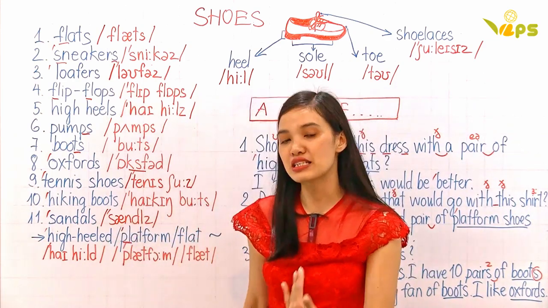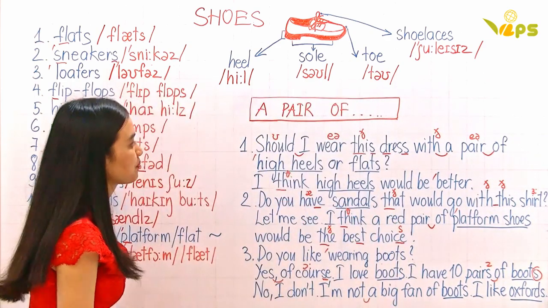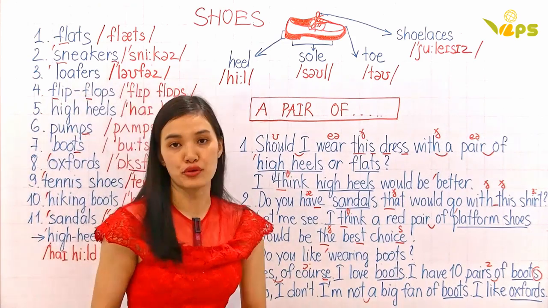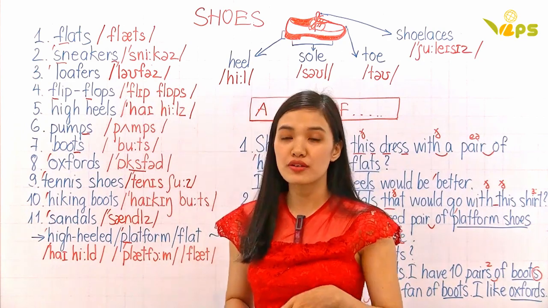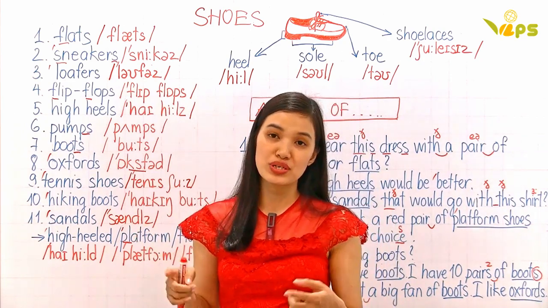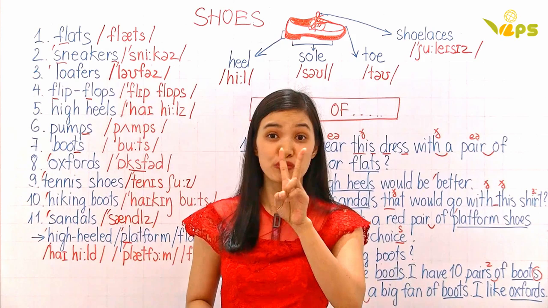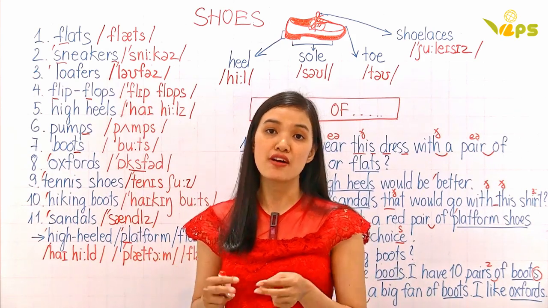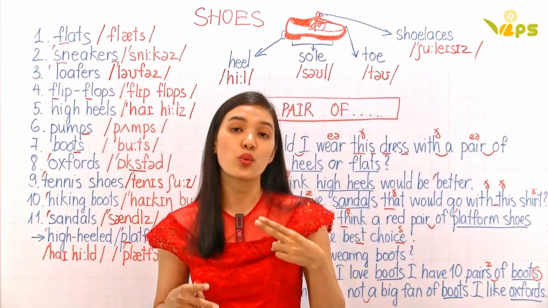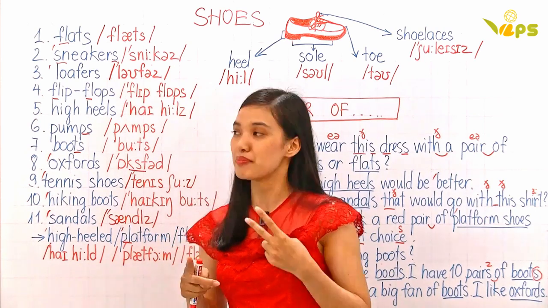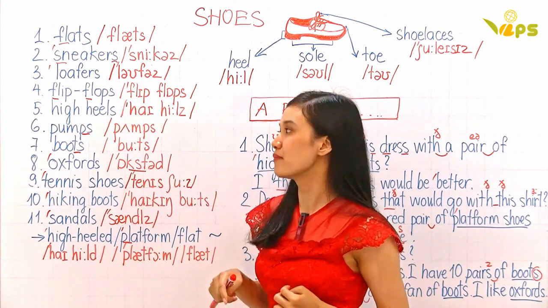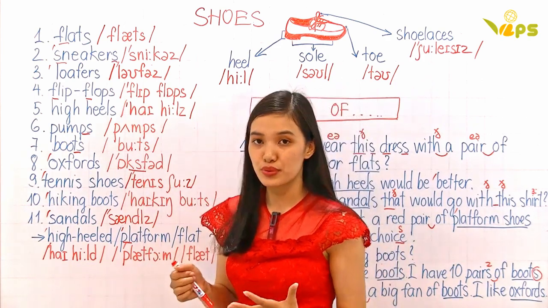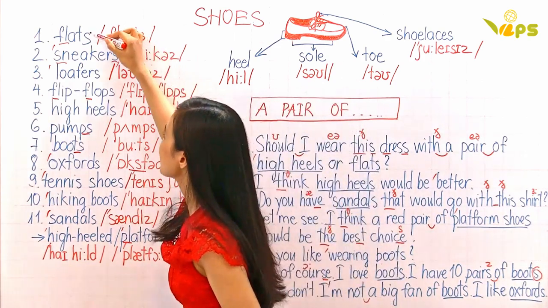Okay, now let's go to some questions and answers. Now, remember here, of course we say one foot, but we say two feet, right? A person has two feet. So two feet, that means every shoe, you need two shoes, right? So that is the reason why we have to use S here.